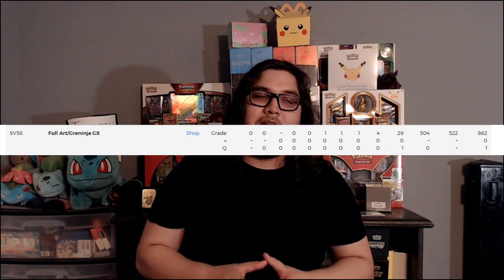So it has about 2.5 times more than Stakataka. And for PSA 9, it has 304. That is roughly 6 times more than Stakataka. So as you can tell, there's clearly more favoritism there.